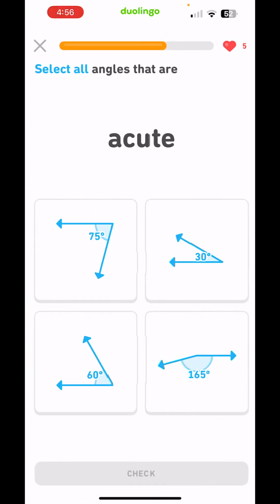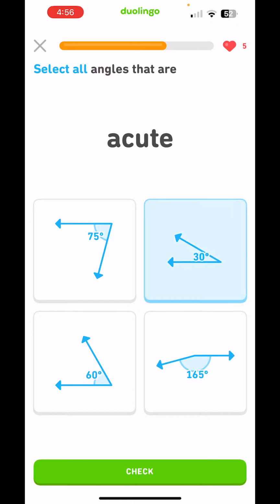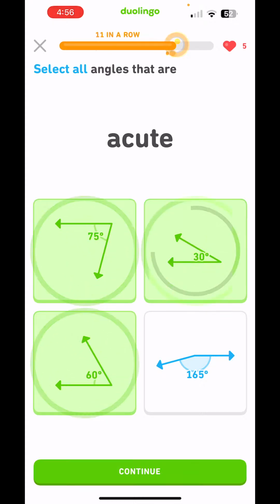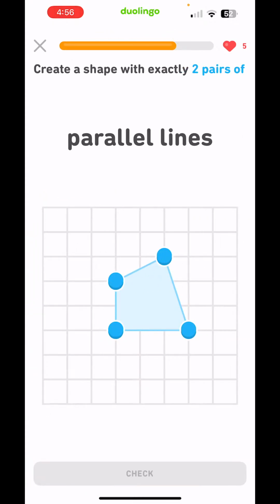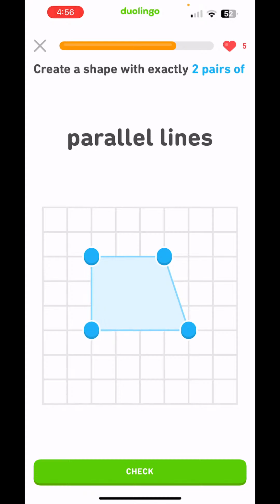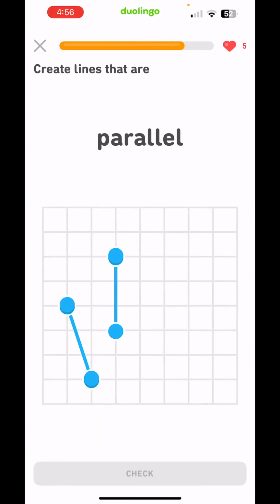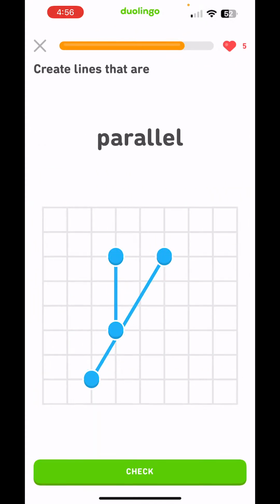All right, 10 in a row. Acute. Boom, boom, boom. 2 pairs of parallel lines. So this time I'll create a square or a rectangle. That's more of a rectangle. Okay, parallel. So, okay, let's just move you over here.